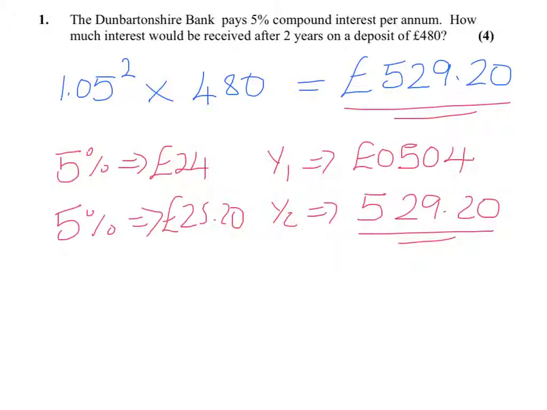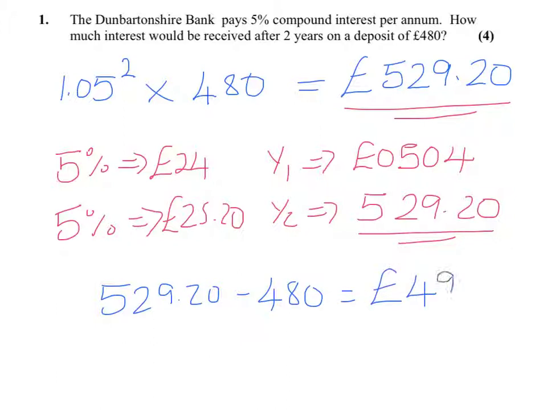Now what we need to be careful of here is checking the wording of the question. Do they want to know how much is in the account, or do they want to know how much interest was earned? And in this question it's asked how much interest would be received, so we need to subtract our original amount. So £529.20 taking away the 480 that we originally had would give us £49.20 is what we've earned in interest.